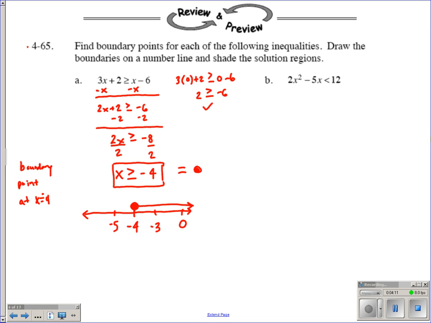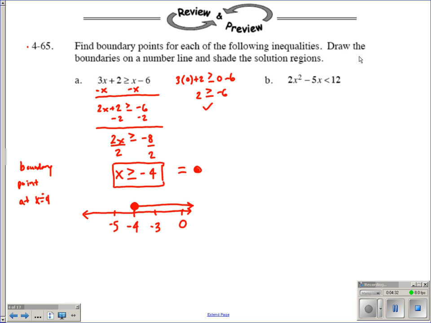For letter B, we've got 2x squared minus 5x is less than 12. This one's a little different because it's quadratic, so we're going to have to come up with 2 boundary points on this one, in this case. There is a chance that sometimes you could end up with 1. You just have to make sure you work out the problem and see what's going on.